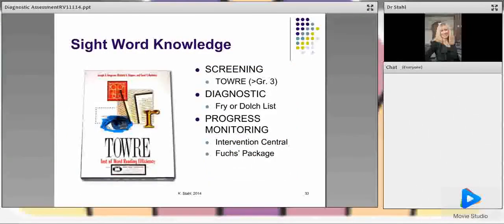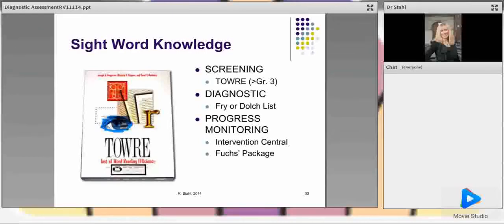Now, the Tower is a test that's normed, and I strongly recommend that particularly in grades 3, 4, and 5, this be used diagnostically because it is normed, and for those children who may have memorized words, like some of the more common high-frequency words, and you give them the Dolch list and they seem to be mastering it, you go, well, gee, when they have a low fluency score on your oral reading fluency from DIBELS or AIMSweb, the two areas of difficulty are going to be either high-frequency words or decoding ability, or both.